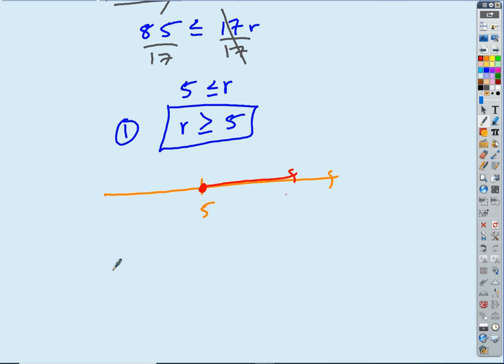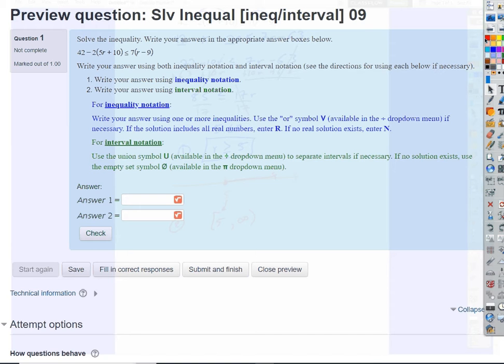So for part 2, if I want to write this using interval notation, then I know I've got a left endpoint at 5, and the right endpoint is what? Infinity. What has to go there? Parentheses. And what goes here? Bracket, because it's solid, because we're including the endpoint, right? So now how do I enter that in Moodle? That's what I want to show you.